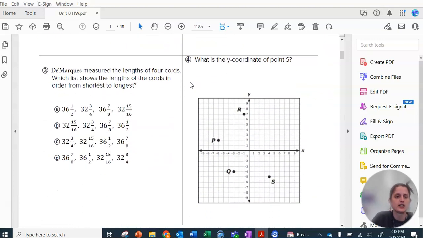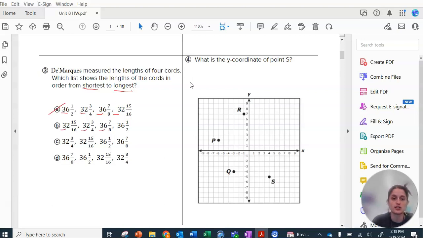Demarcus measures the lengths of 4 chords. Which list shows the lengths of the chords in order from shortest, which is least, to longest, greatest? My strategy, don't worry about the fractions just yet. Start with the whole number parts. Does shortest to longest go 36, 32, 36, 32? No. So I'm not even stressing about the fractions because the whole numbers don't go in order.